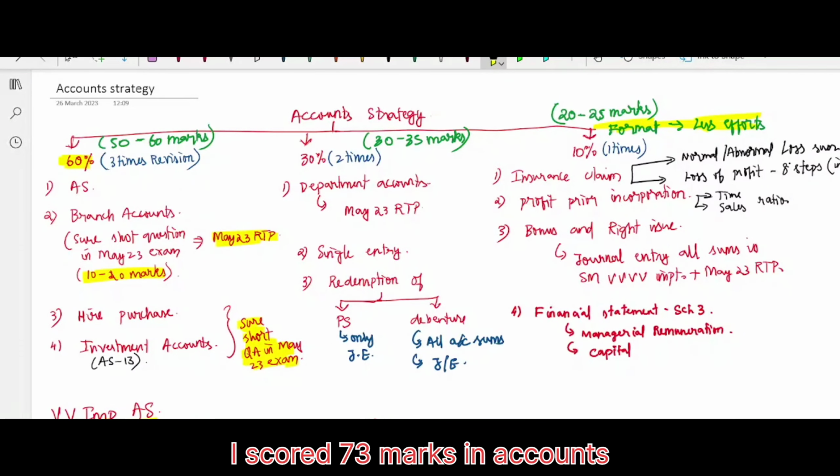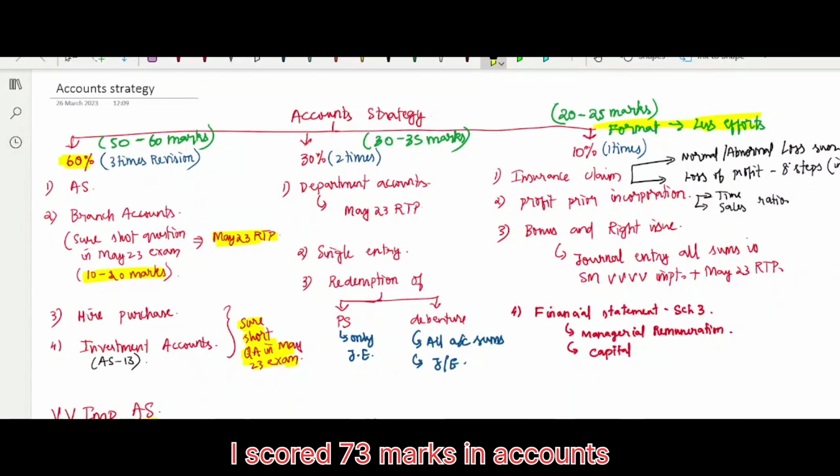There are only two concepts in this chapter: loss of profit and loss of stock. In loss of profit you have to remember the 8 steps, nothing else. If you are able to remember these 8 steps properly, 99% of your answer is going to be correct for sure. And in loss of stock there is one sum related to normal and abnormal losses. Please go through that sum particularly.